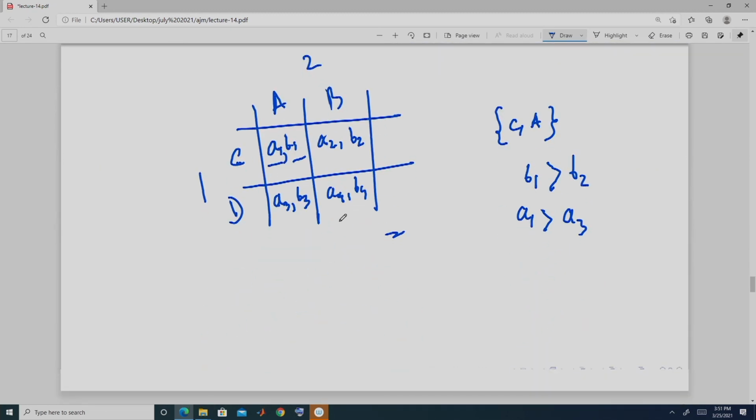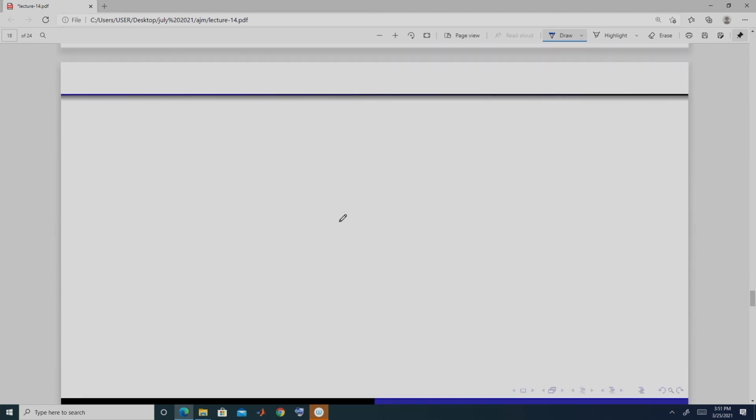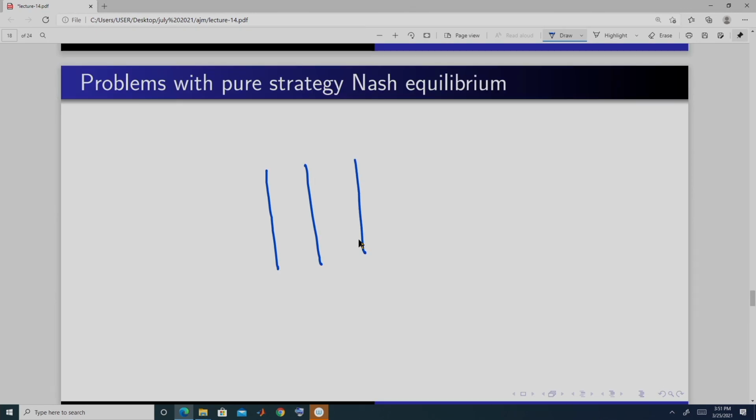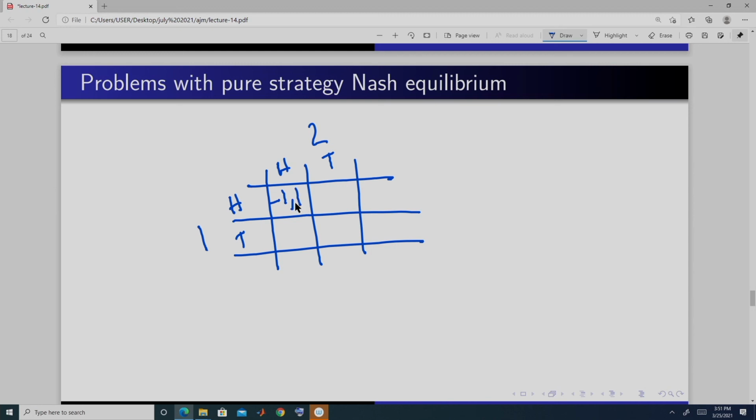Now, we want to see, can we find a Nash equilibrium in all the situations? Let me give you an example where we do not find a pure strategy Nash equilibrium. This is the famous matching pennies example that we did in the first class on game theory. Suppose this is player 1, this is player 2, and they have two actions, that is head and tail. Okay, so these are the payoffs.